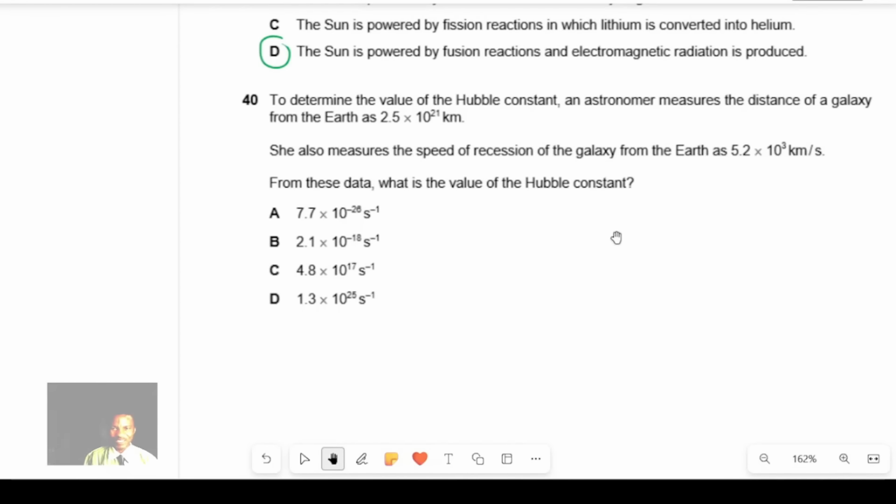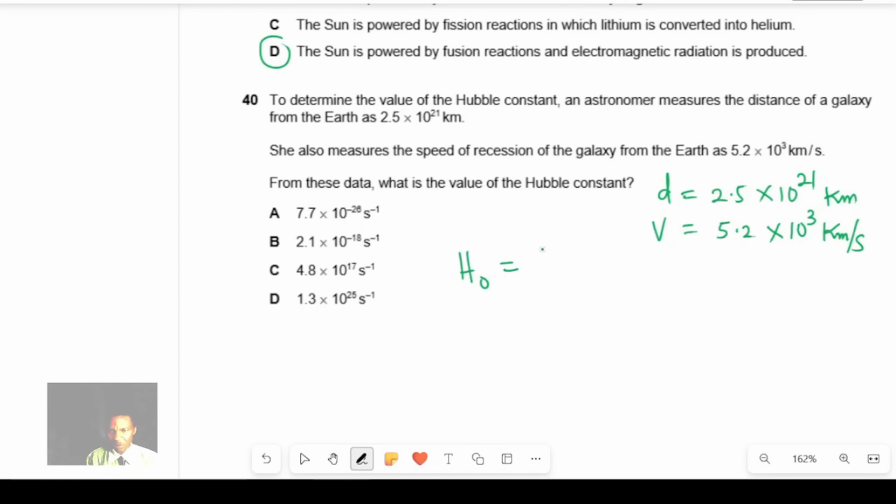Question 40. Wow, we're making good progress. Now, measure the distance of a galaxy from the Earth as 2.5 times 10 raised to the power 21 kilometers. So that is D, 2.5 times 10 to the power 21 kilometers. The galaxy is receding from the Earth with a speed V equal to 5.2 times 10 to the power 3 kilometers per second. So we are expected to find the Hubble constant.